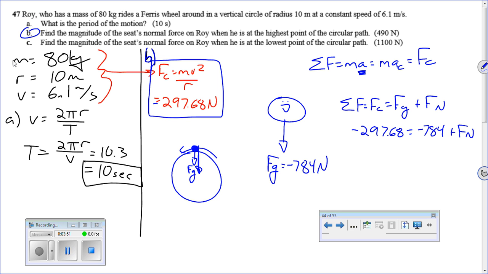Okay? And so what this is telling me is that my normal force is basically 297 less than my force of gravity. But anyway, do the algebra, add 784, and you figure out that your normal force is pretty close to 490 newtons. Okay? So notice the normal force there at the top of the ride is less than the force of gravity. That's because we're sort of allowing Roy to fall a little bit, right? We want gravity to win because we want to provide that downward acceleration to change his direction there at the top of the path, okay? So that's the deal for part B.